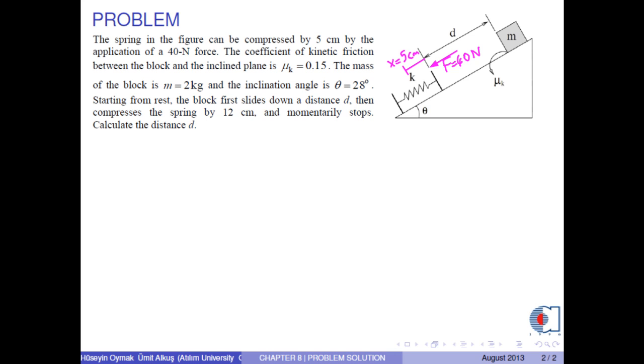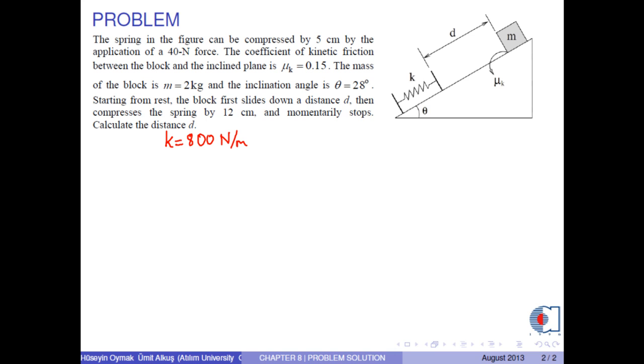Before proceeding, let us calculate the spring constant K. We have the magnitude of the restoring force equal to K times X. From this, we obtain an expression for K as F over X. Now, put the given numerical values into this equation: 40 newtons over 0.05 meters. Therefore, we obtain the spring constant K as 800 newtons per meter. Okay, let us continue to the problem.